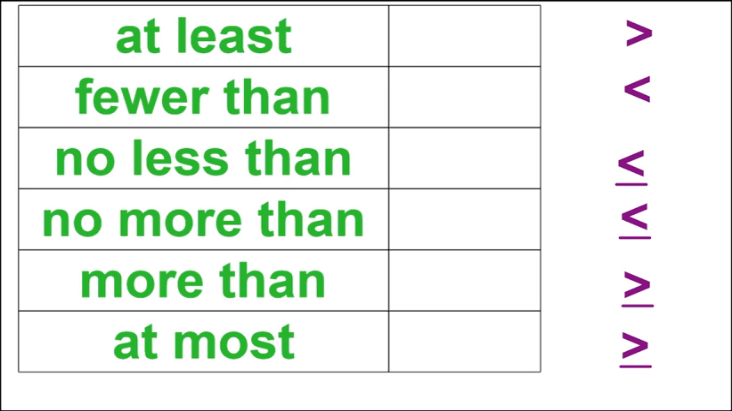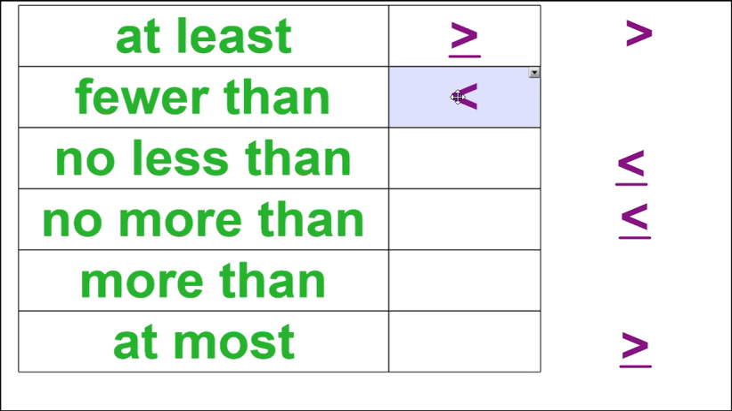All right, so at least. What's that one? At least is going to be greater than or equal to. If you need at least 3 of something, 3's okay, right? So's 4, so's 5. So that's greater than or equal to. Fewer than is less than. That's just straight less than. If you need fewer than 3 of something, then that's less than 3.